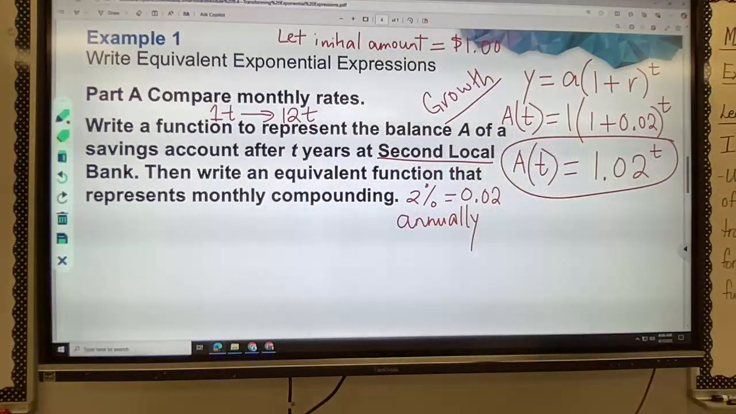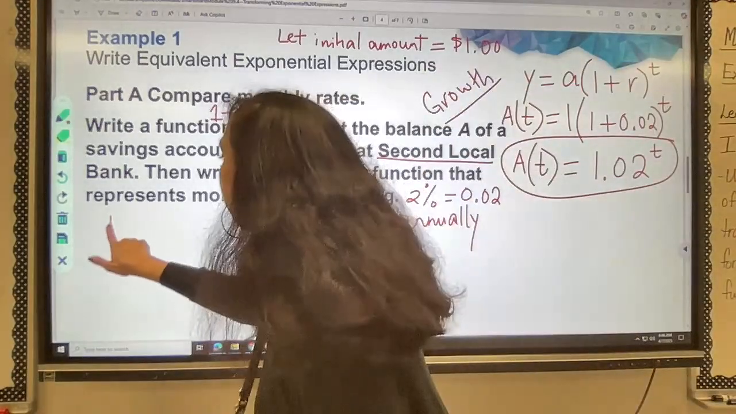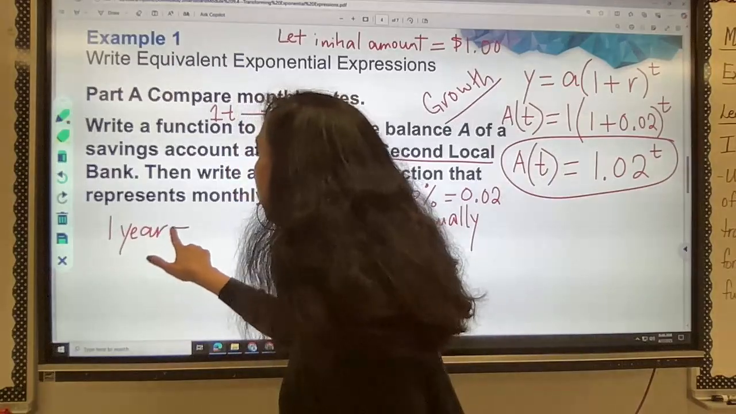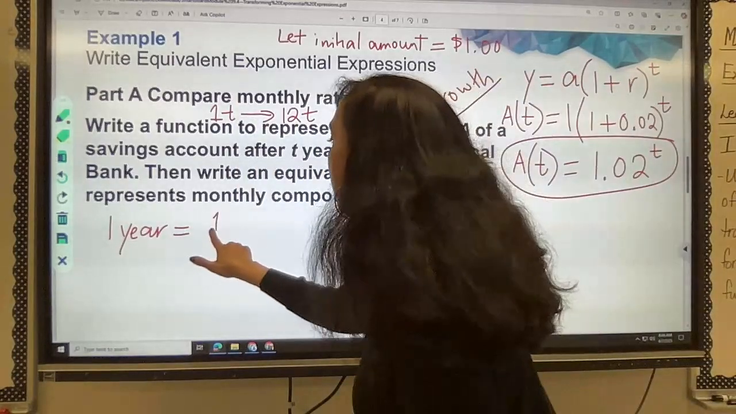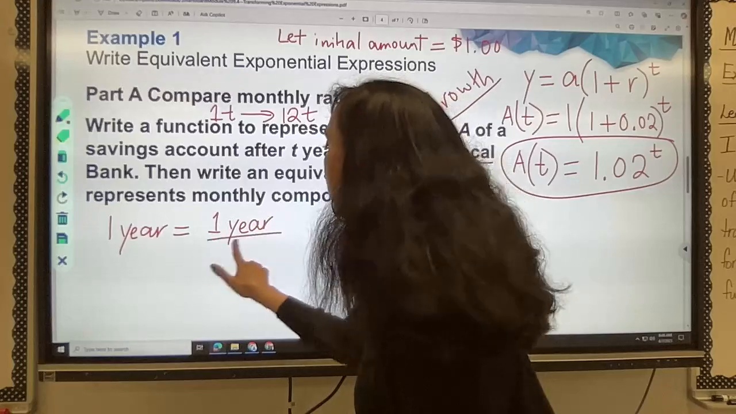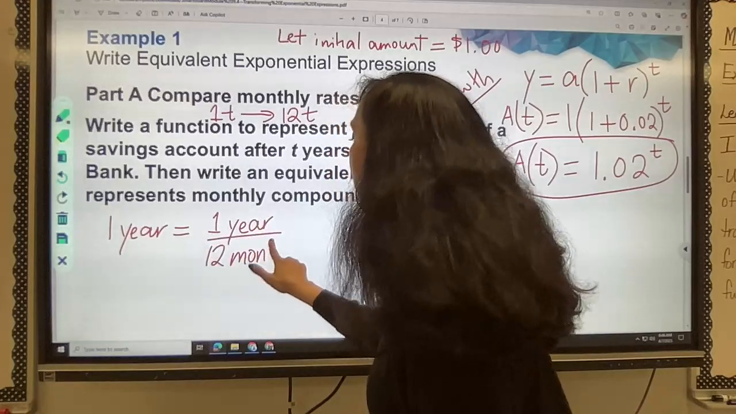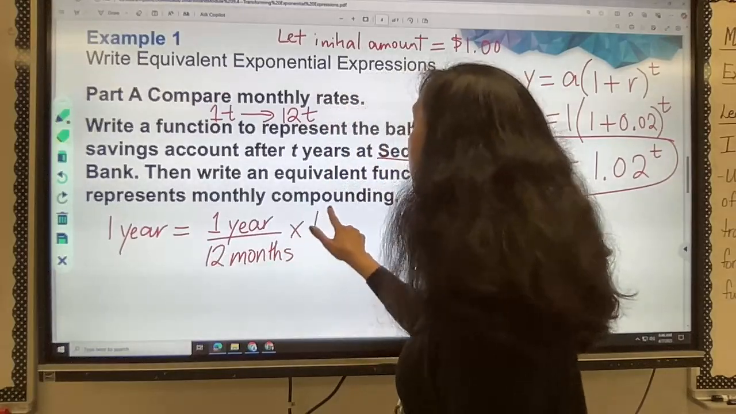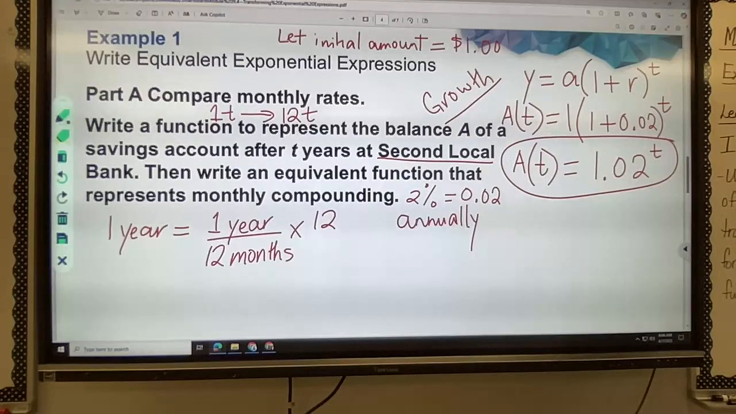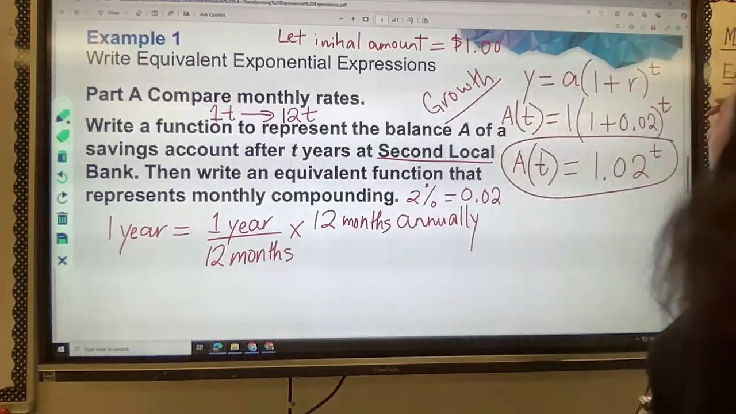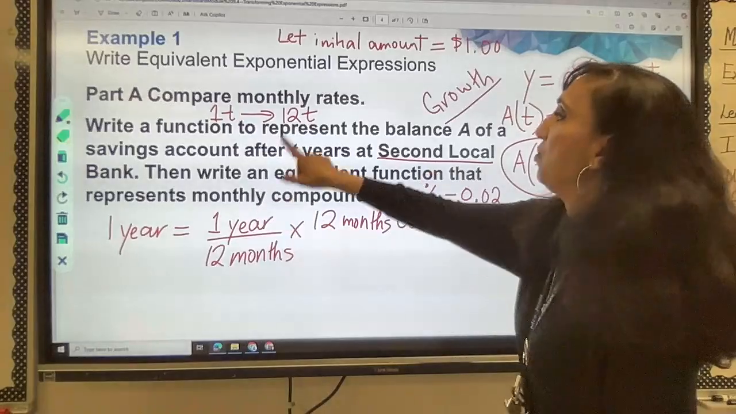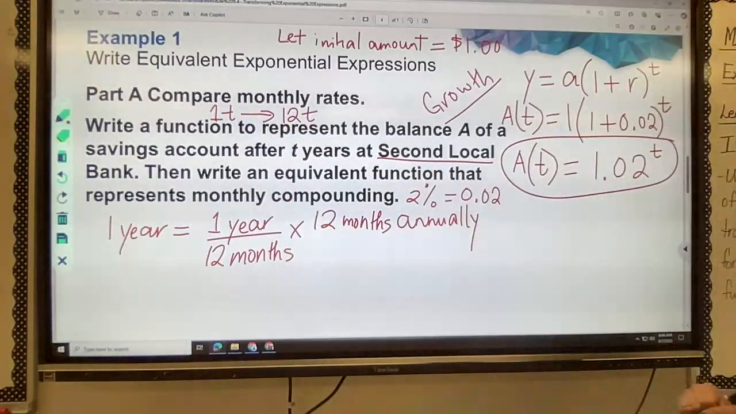Okay, so I'm going to write out my original function, which is here, and then what I know is that 1 year is equal to how many months? 1 year is 12 months, and I have this only for 1t, but I have to change it to 12t. So this is what I'm doing.